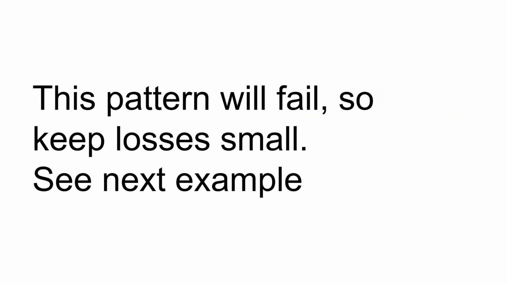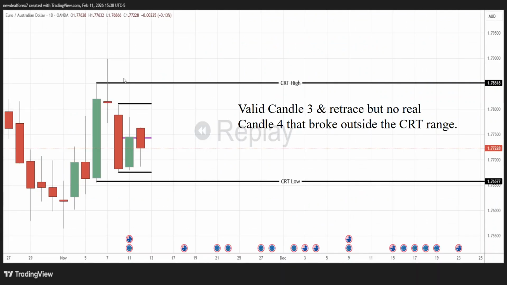All right. So this pattern will fail. So we need to keep our losses small, because here's an example of a 1, 2, 3 candlestick pattern. Okay, this is candle 3. Notice what candle 4 did though. Candle 4 was straight solid green.